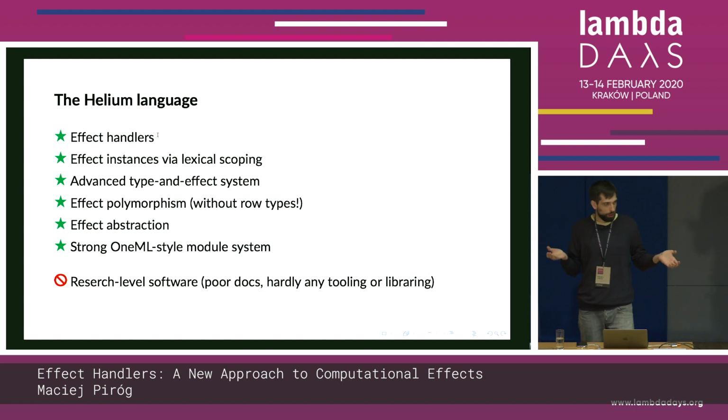We don't need row types if you're interested in effect handlers. That is the new thing. And we have effect abstraction. That means we can hide the definition of an effect. This was also a kind of a theoretical problem because abstract effects are much more difficult to implement than abstract data types, where you can just delete the types and everything will be fine. It's different with computational effects. And it's a very strong module system. But it is a research level software. So it's for language hackers, I say at the moment. So a very poor documentation.